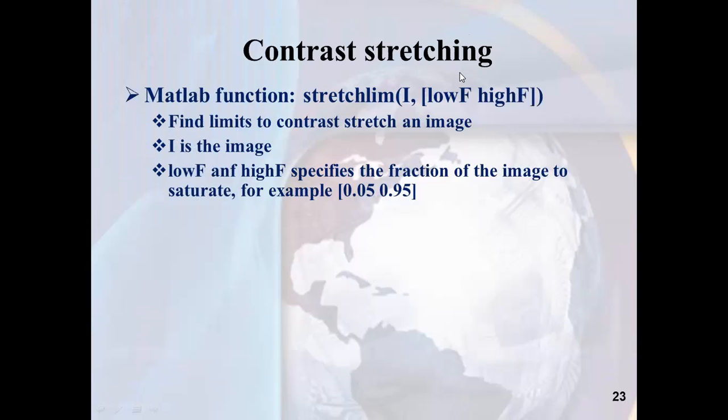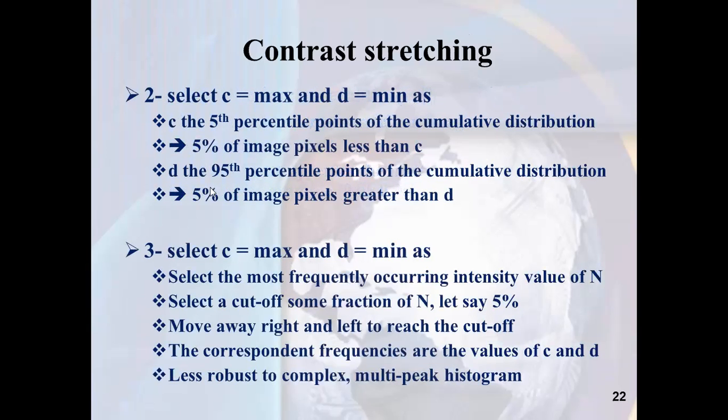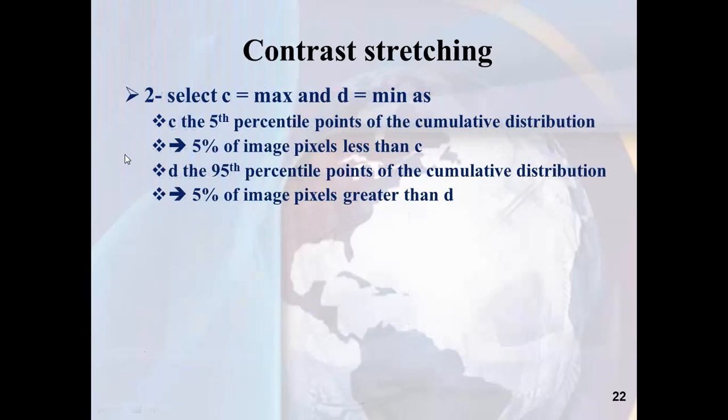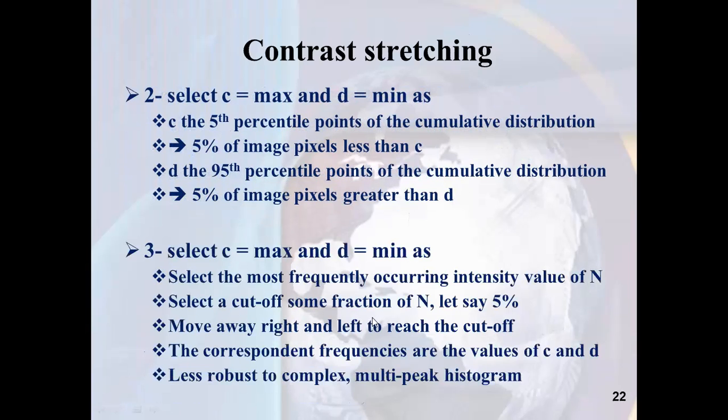So the best method is the second method. The first method, as we said, has a problem with salt and pepper. The second method solved the salt and pepper issue. The third method had a problem if we have a multi-peak histogram, meaning the histogram doesn't have just 1 or 2 peaks, it may have 3 peaks, 4 peaks and so on. So the third method is not very popular. So the second method is the most used method.